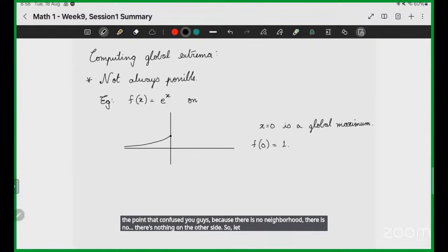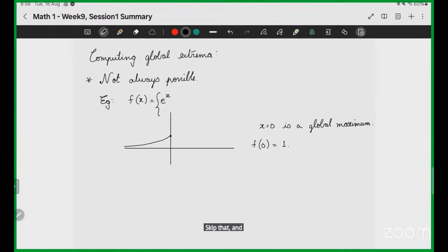So let me skip that and write it like this: e to the minus x from 0 to infinity, and e to the x from minus infinity to 0. So in this case, what would the other side of the graph look like? It's the same mirror image of this graph, sir. Yeah. So it looks something like this. It's a bad diagram, but what can you do? So this is what it will look like, right?